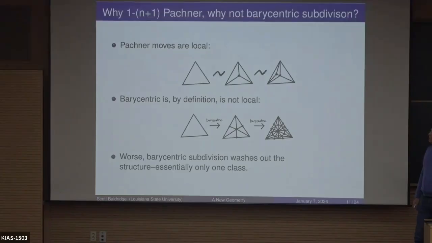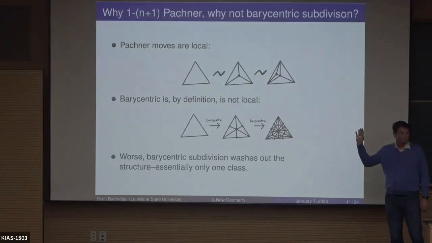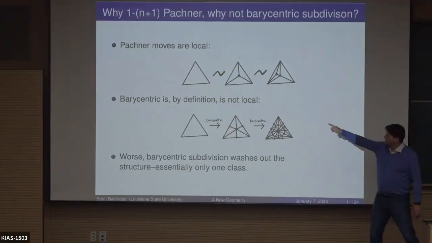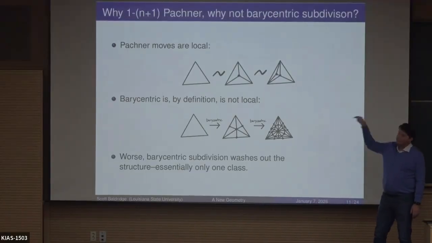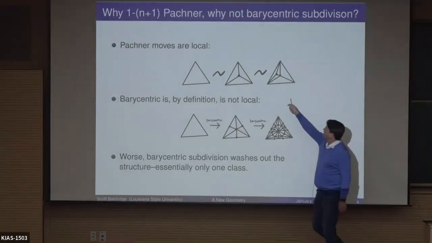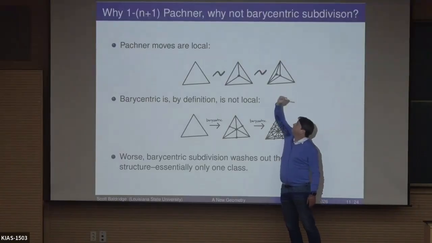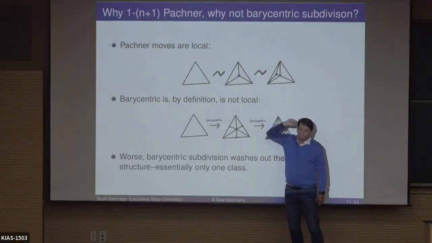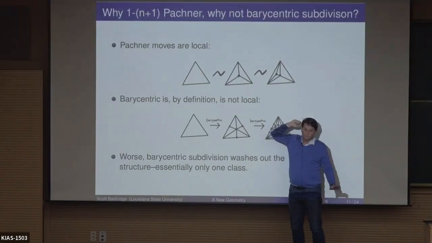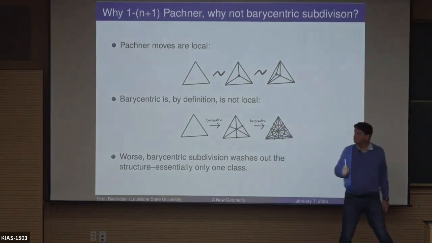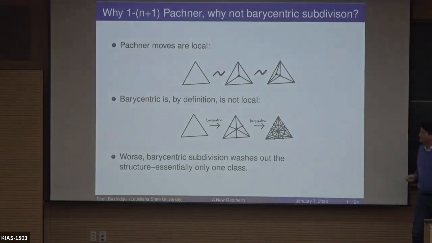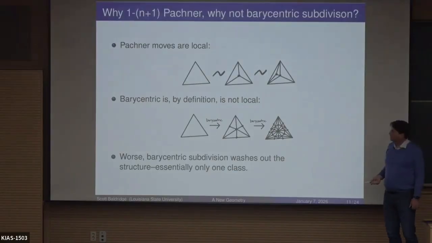Let's just say a couple words more about Pachner moves. They're completely local. So if you start with a triangle, you can do a 1-3 Pachner move on that triangle and then you can do it again. And notice you can start here. You don't have to do it on every one of them. You can just move around locally. You could do barycentric, but by definition it's not local.